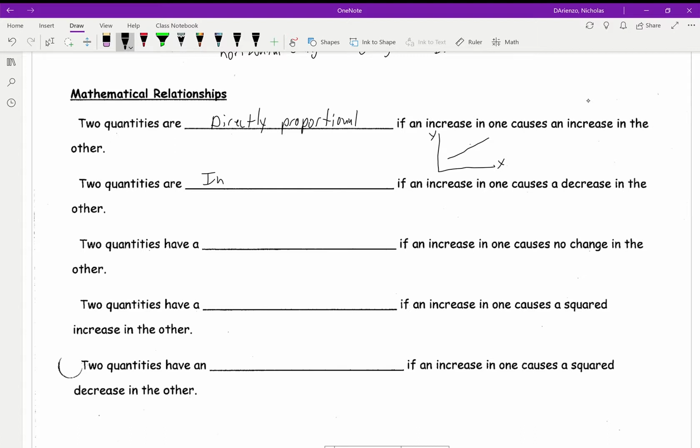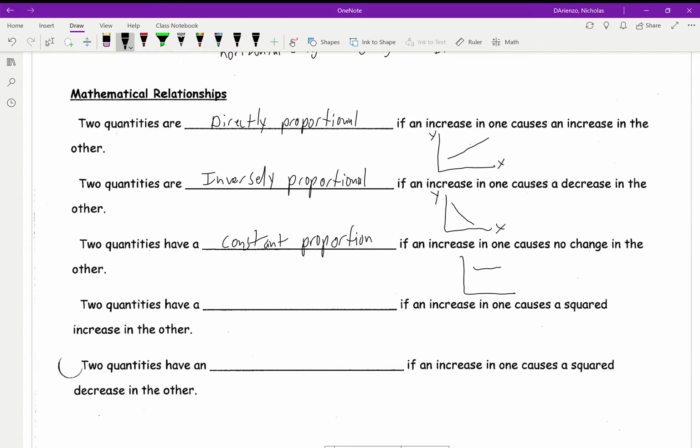Two quantities may be inversely proportional when an increase in one variable causes a decrease in the other. Two quantities may have a constant proportion if an increase in one does not cause a change in the other. And we tend to see that as a kind of a flat, stagnant line.